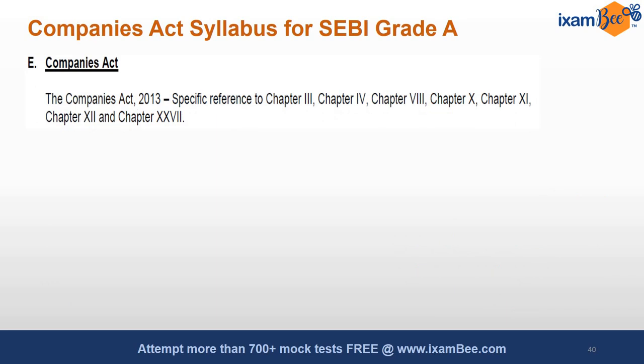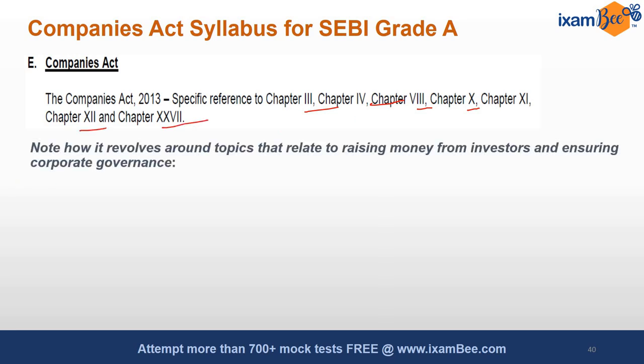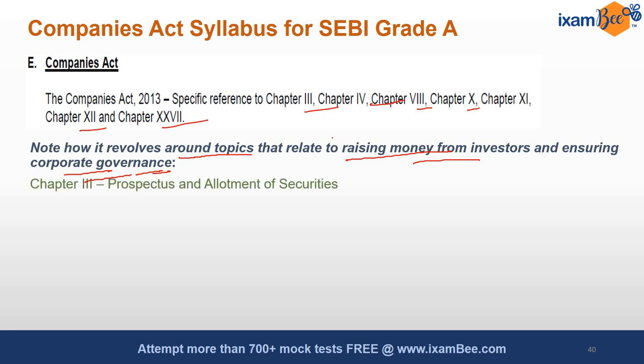Here in Companies Act, specifically the syllabus is given that you have to study specific chapters 3, 4, 8, 10, 11, 12, 27. This is how it revolves around topics that relate to raising money from investors and ensuring corporate governance. So why have these chapters been chosen? Because these are related to SEBI's functions: investor management, protecting the interest of the investors, and ensuring corporate governance. So these are very important things for SEBI.